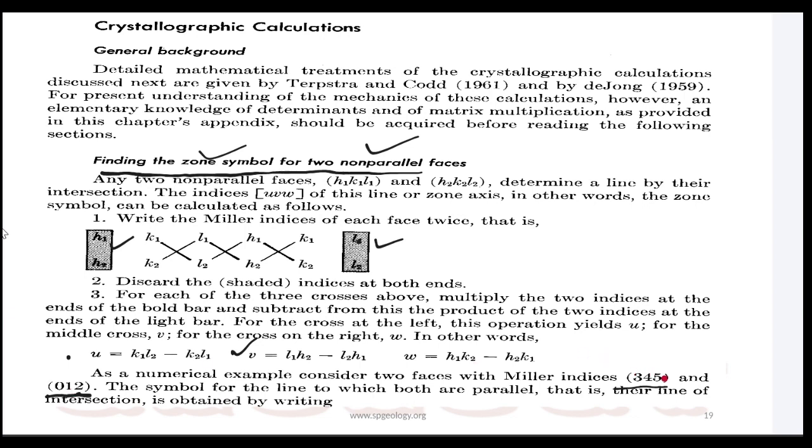So now you calculate this: 3, 4, 5 and 0, 1, 2. What will be the zone axis of two faces 3, 4, 5 and 0, 1, 2?